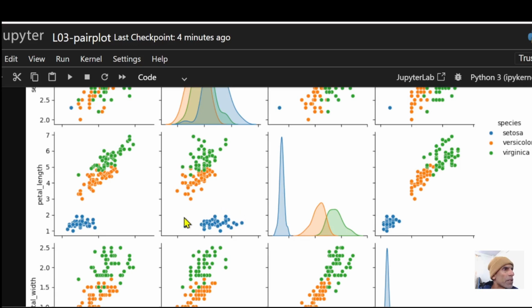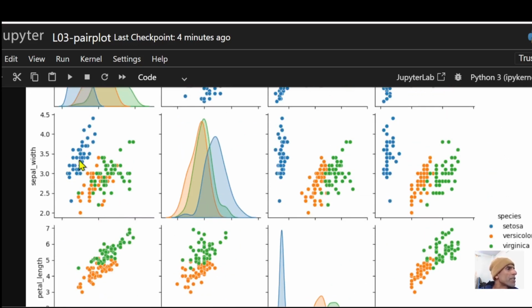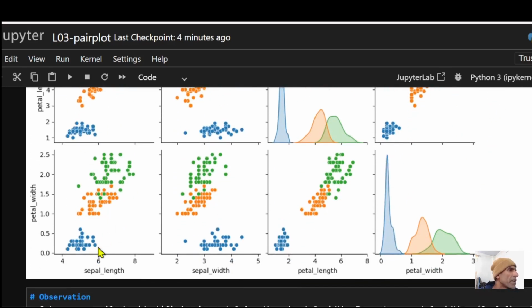Also, you can draw a similar conclusion from here. But over here, you cannot do that. You can see that there is a strong overlap between versicolor and virginica. You see the points are overlapping, so it's hard to distinguish versicolor and virginica if you use sepal width and sepal length.